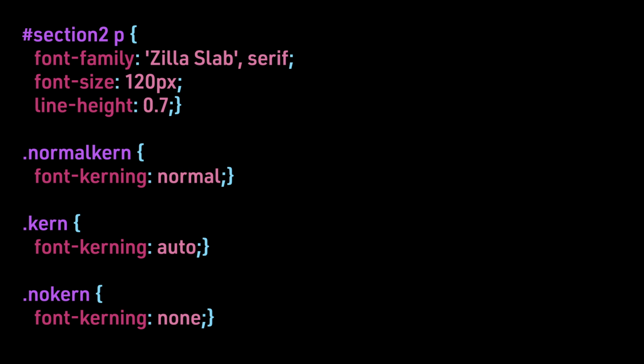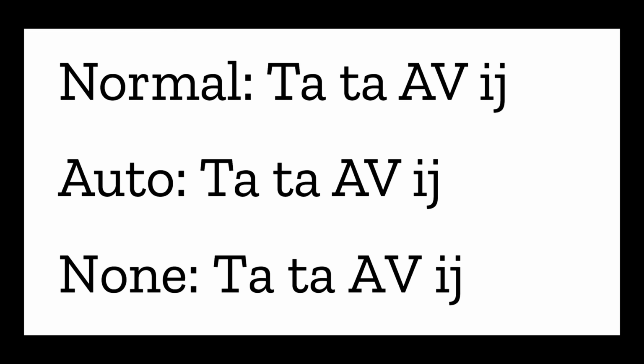Here's the CSS. In addition, we have adjusted the CSS so that we are using a particular font family for this example, Zilla Slab. We are presenting Zilla Slab at a much larger size so that we can see the differences in spacing between letter forms, and we have also adjusted the line height. So we see that normal kern is set to normal. With kern, font kerning is set to auto, and with no kern, font kerning is set to none. And this is how it would display.